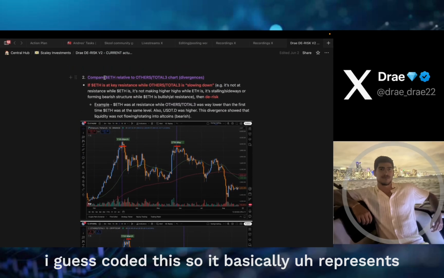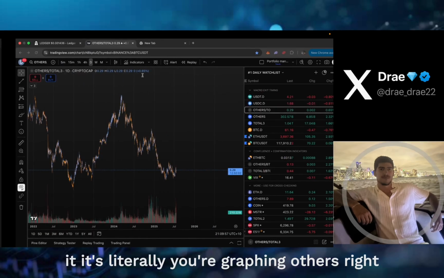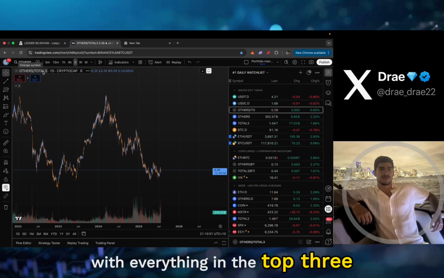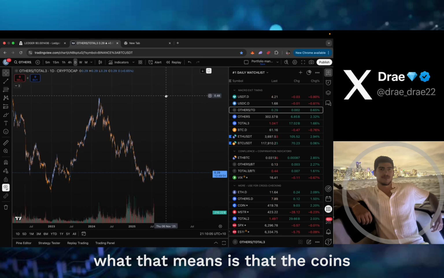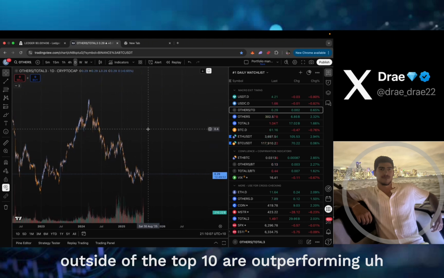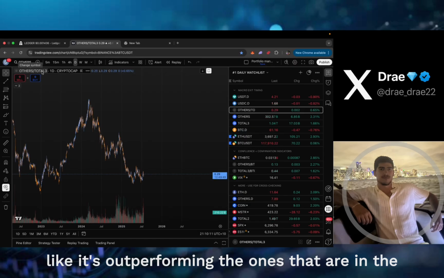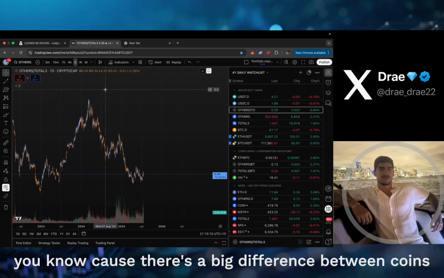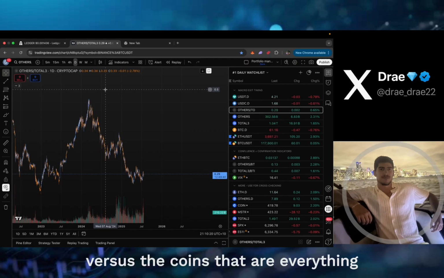So it basically represents, it's literally, you're graphing others, right, which is everything other than top 10, with everything in the top 3. And so obviously, if this is going up, what that means is that the coins outside of the top 10 are outperforming the others. You know what I mean? Like it's outperforming the ones that are in the everything other than top 3. Because there's a big difference between coins that are out of the top 10 versus the coins that are everything other than the top 3.